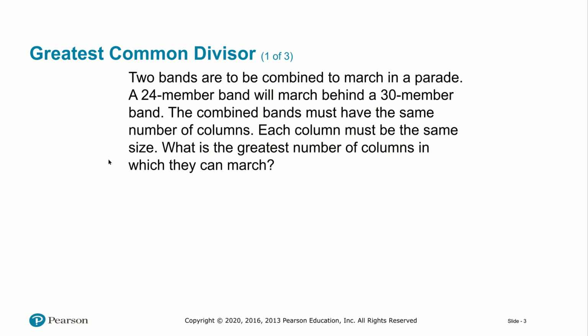We want to know what is the greatest number of columns in which they can march. Now, obviously, since both of these numbers are even, we could simply break them up each into two columns, right? And that would work, but that wouldn't satisfy the requirement that it would have to be the greatest number of columns in which they can march.